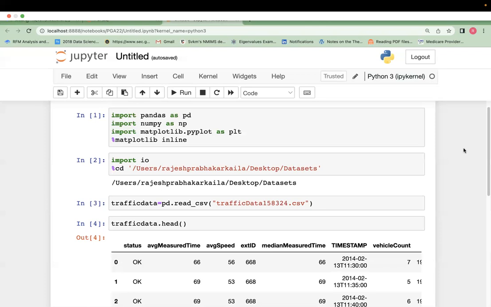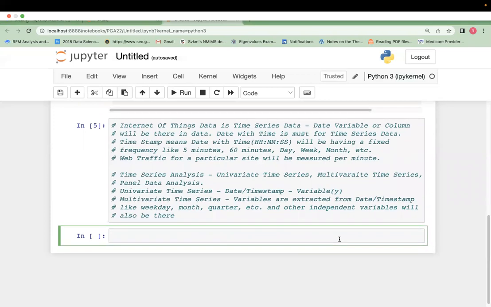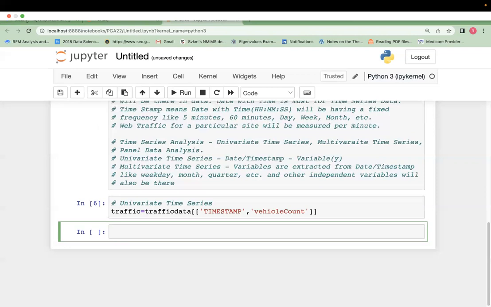Sir, continue. Now we will first create a univariate time series. Traffic is equal to traffic_data, double square bracket, single quote, timestamp (the column timestamp, all caps), single quote, then V, capital vehicle count. Traffic dot head.